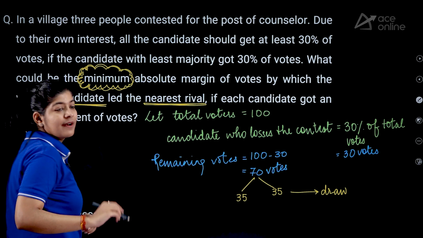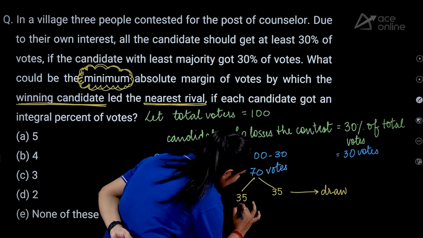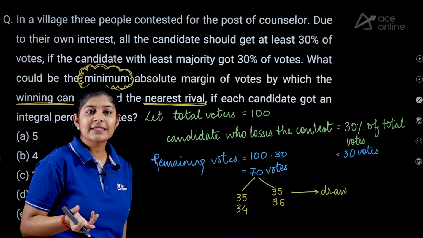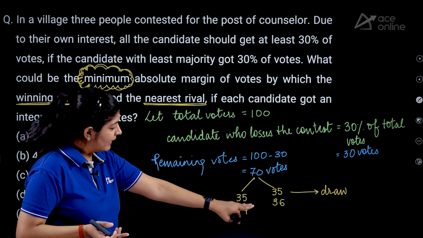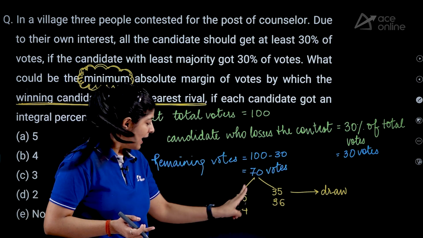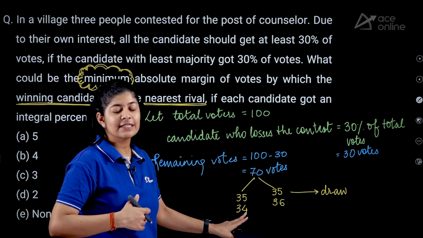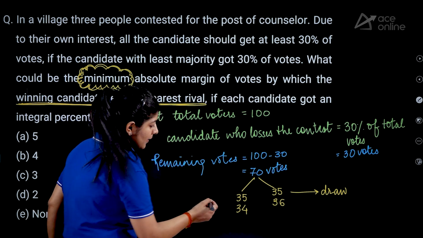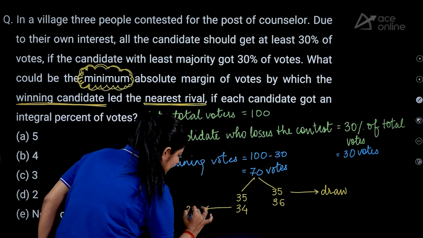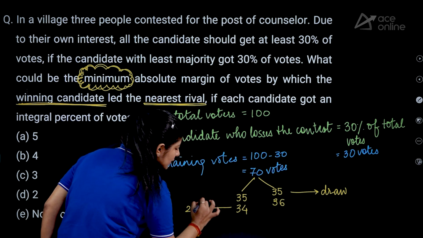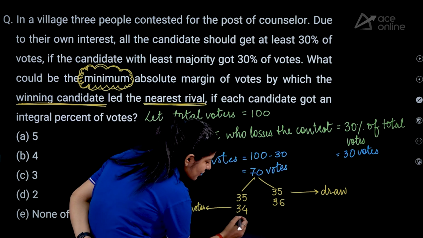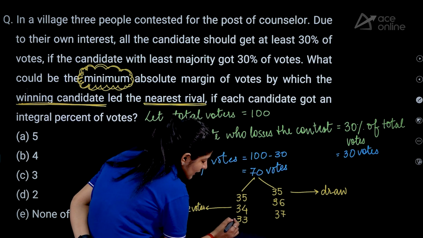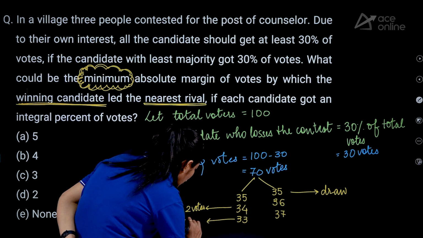So another case is, let's suppose he is getting 34 votes, but the other is getting 36 votes. In this case also, the 70 votes are divided, and this candidate will win, and this is the second, or we can say the first runner-up. So here the difference between these two persons is 2 votes. Okay. But there's one more condition. Maybe he will get 33 votes and he will get 37 votes. But the difference over here will become 4 votes.